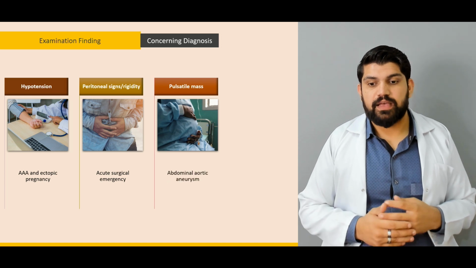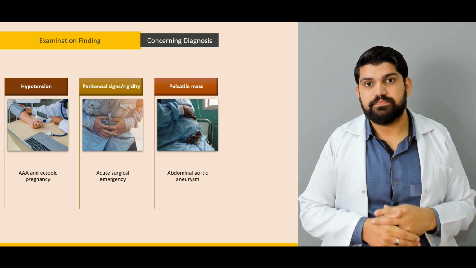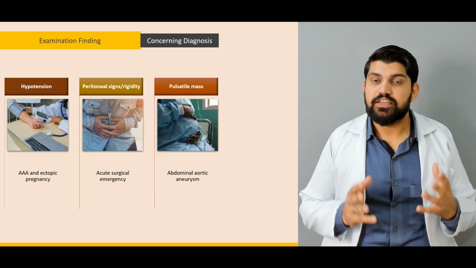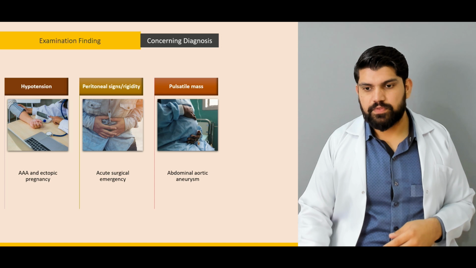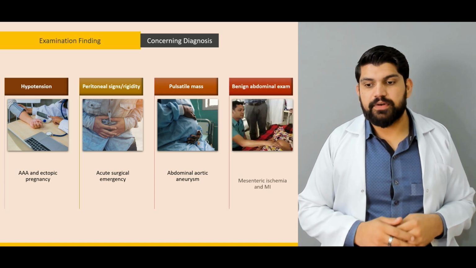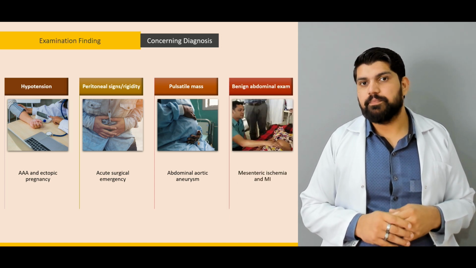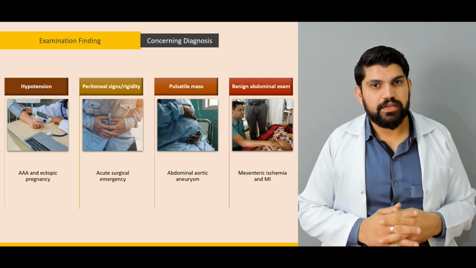Pulsatile mass, abdominal aortic aneurysm. If we suspect this, you need surgery. This can rupture anytime. Benign abdominal mass, mesenteric ischemia, acute MI.